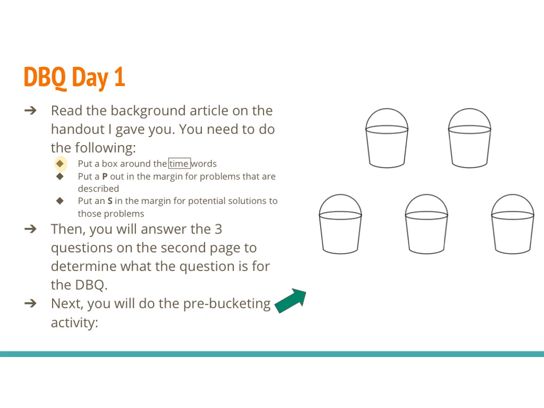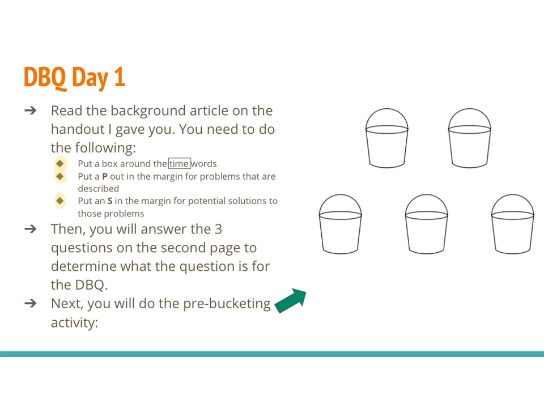And then as you go through the paragraphs, it's going to explain some problems that China was facing. If you come across a problem, go ahead and underline it maybe, or highlight it, and put a P out in the margin for the problems. And then China came up with some solutions as well to fix those problems. So maybe highlight that in a different color and put an S out in the margin beside the solutions. Okay, so read that article.